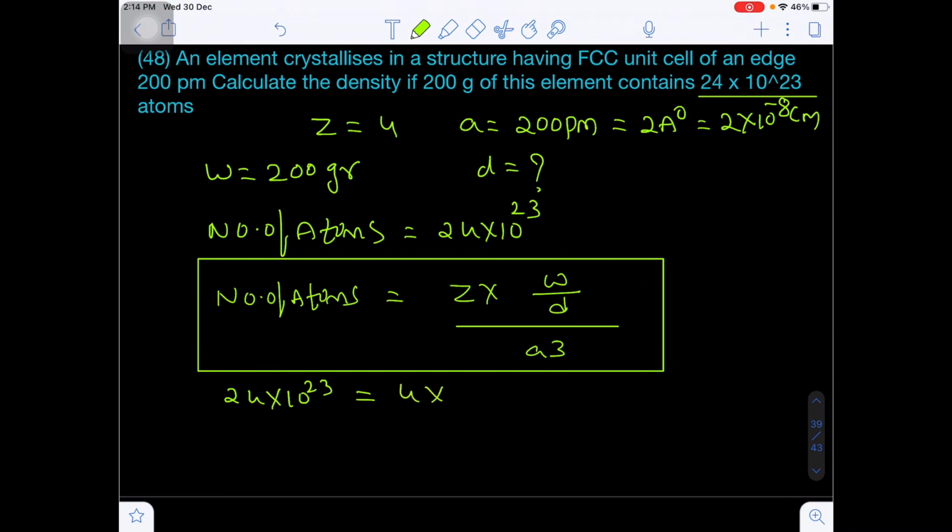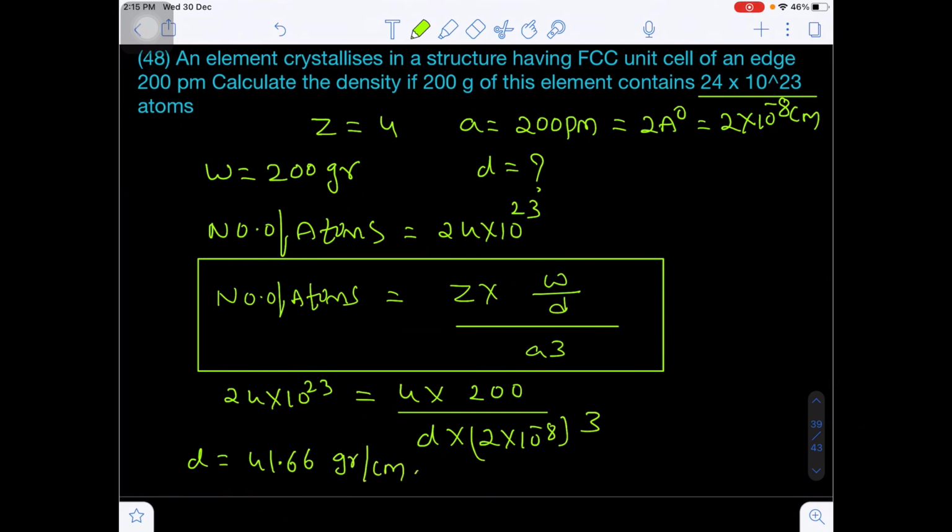What is the Z value? 4. What is the mass of the element given? 200, divided by the density to be calculated. What will be the edge length? 2 into 10 raised to minus 8. So volume will be 2 into 10 raised to minus 8 whole cube. From here we can find the density, which is equal to 41.66 gram per centimeter cube.